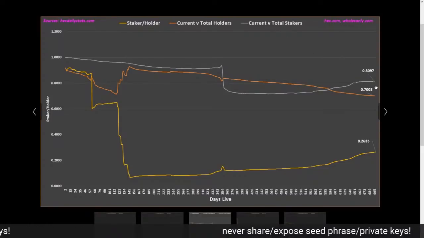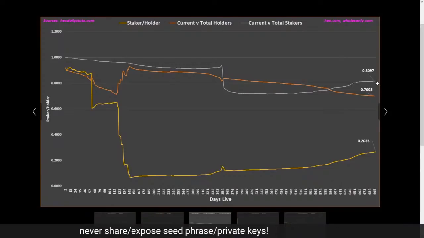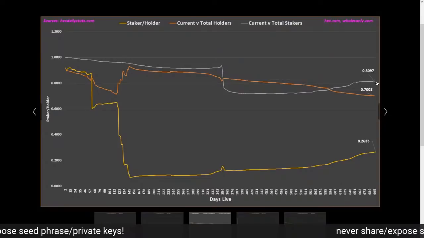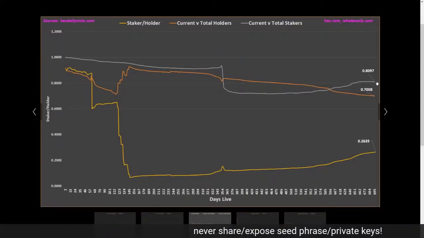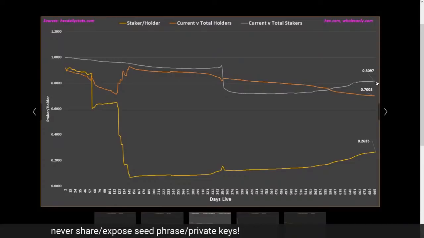Current versus total stakers, this is good because it's actually up. And as you guys can see, staking retention is one way to look at it, is at 81%. And what that means is out of every 5 people, 4 continue staking. Pretty interesting stat.